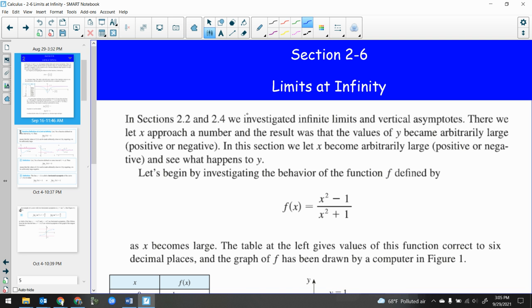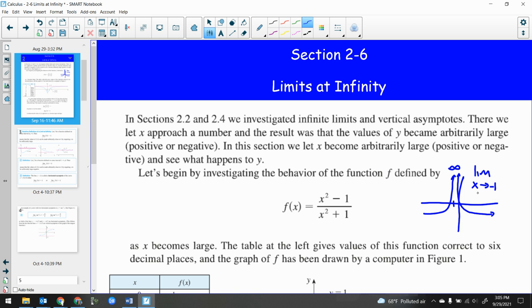All right, let's get going. So this is Section 2.6. It's called Limits at Infinity. Now, in sections 2.2 and 2.4, we investigated infinite limits and vertical asymptotes. We let x approach a number, and the result was a value of y that became arbitrarily large. Like if you're thinking back, here's what I'm referring to. So if I said, okay, what was the limit as x approaches, maybe -1, and we said, oh, it looks like it's going up to positive infinity, right?